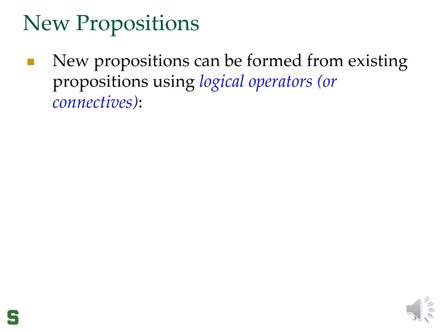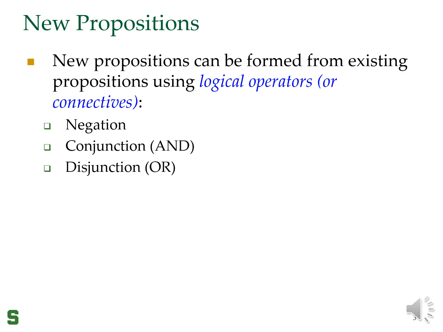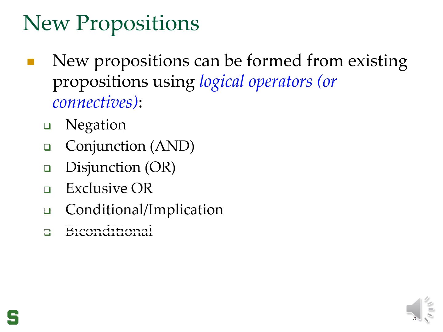Now, once we have some propositions, we can create new propositions by combining the propositions that we have by what is known as logical operators or connectives. The first operator that we're going to look at is negation. Then we'll look at conjunction, then disjunction or exclusive or, then we'll look at conditional or implications. The first operator we'll define is negation.